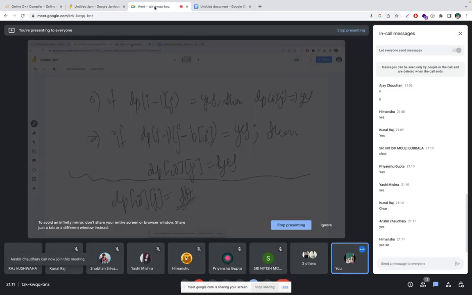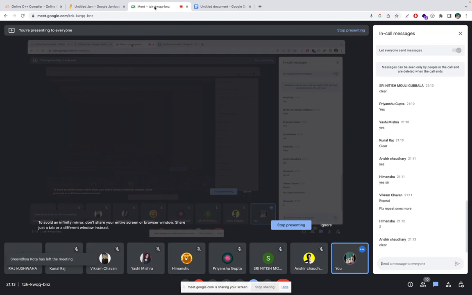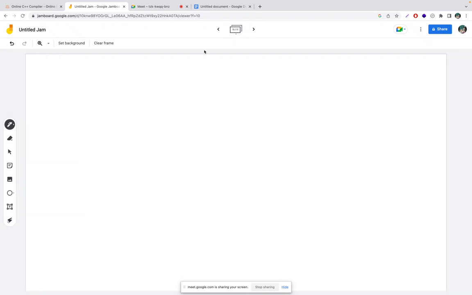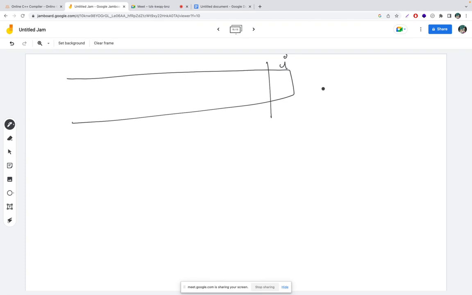If this much basic stuff is clear, it is not very complicated. Sure, Vikram, I will repeat once more. Basically, I'm trying to find the condition to find the answer of dp of I of j. Say you are at index I, and the current number at this index is b of I.